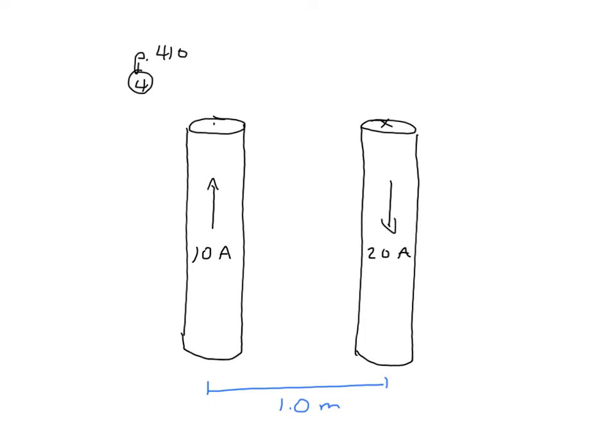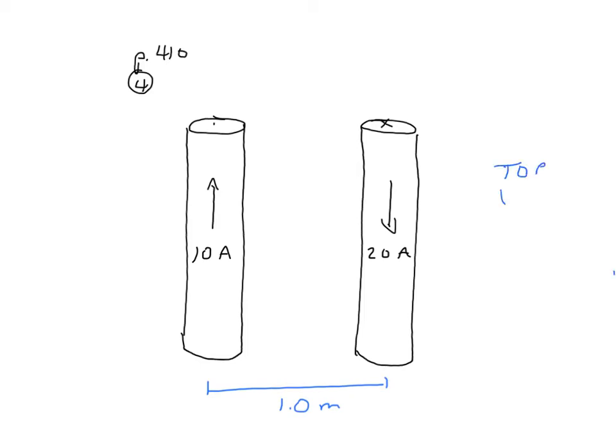Okay, so a lot of you have been asking about question number 4 on page 410, and I've set the question up so that you can see, first of all, a top view of the two wires that are showing currents going in opposite directions. So again, let me just write this down.